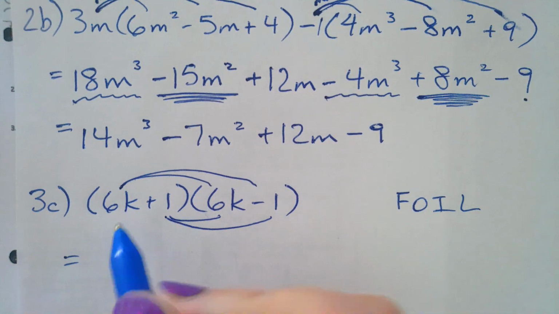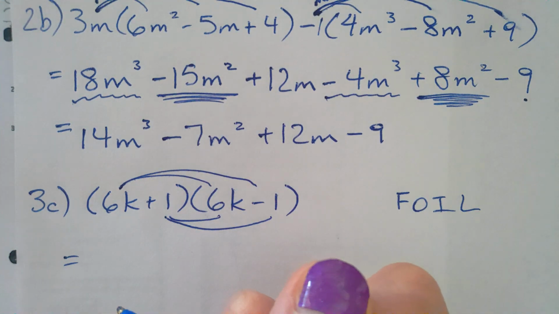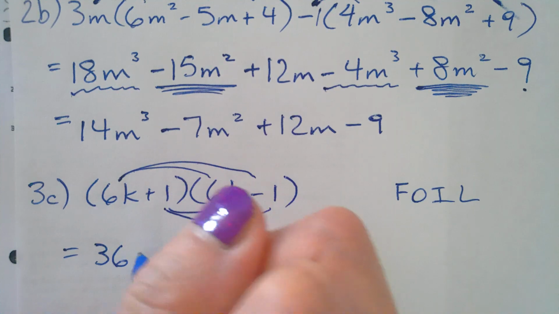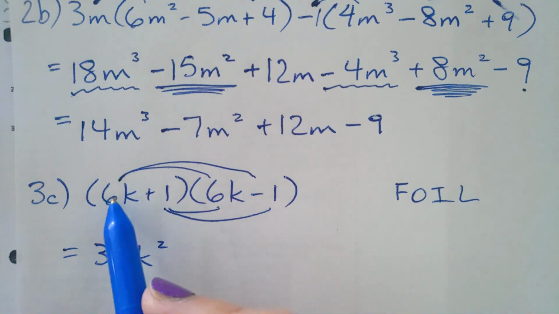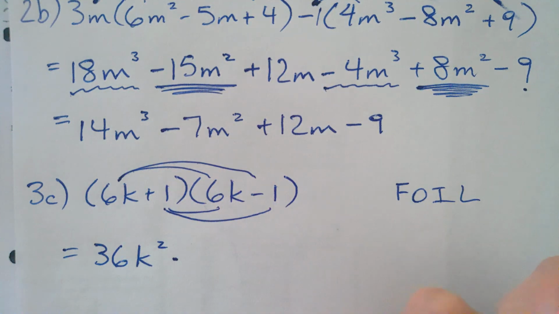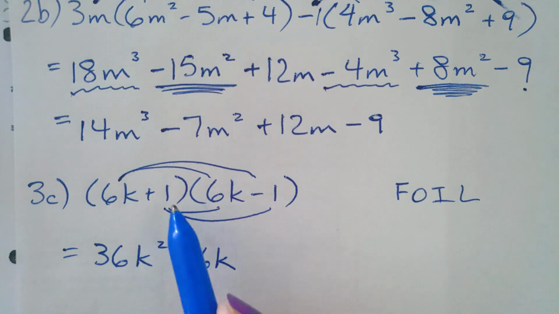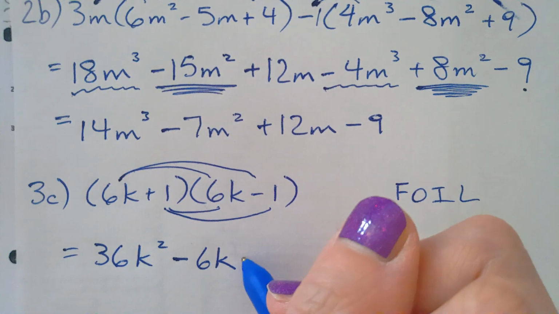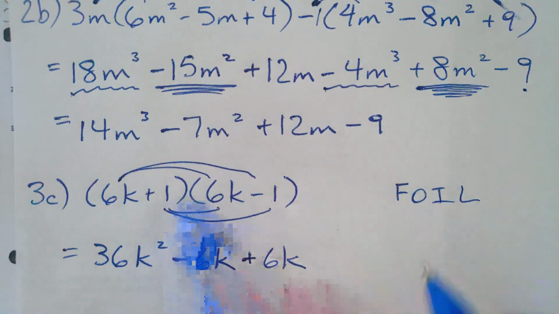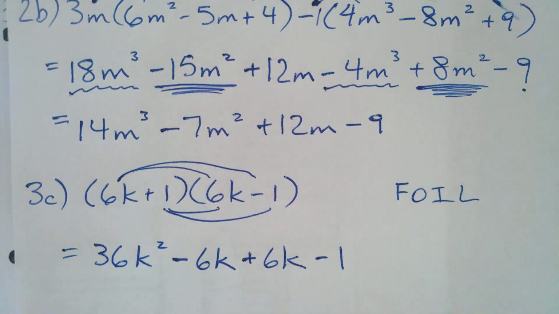Yep. Okay, so what is 6k times 6k? 36k squared. Good. 6k times negative 1? Negative 6k. Okay, and then 1 times 6k? 6k. Good, plus the 6k. And then 1 times negative 1? Negative 1. Good.